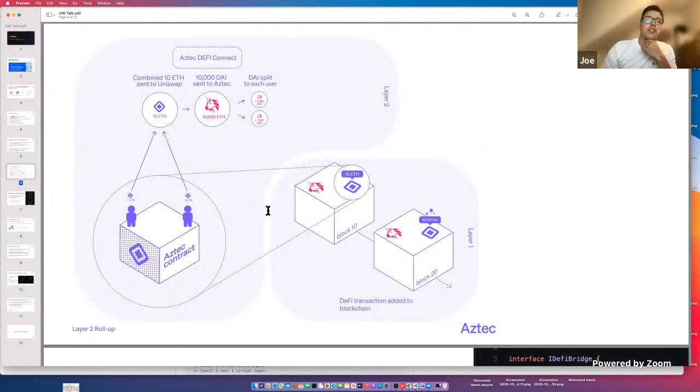So this is maybe a more pictographic representation of the same flow. These blocks here are the L1 blocks. And this graphic here is just a representation of two users wanting to send ETH to get DAI back via a Uniswap bridge. So they both put in 5 ETH from their shielded ZK ETH on Aztec. This is bundled up in a rollup. The rollup smart contract then interacts with Uniswap, sending 10 ETH out. Uniswap sends back 10,000 DAI, and that's automatically distributed pro rata to each user on Aztec.